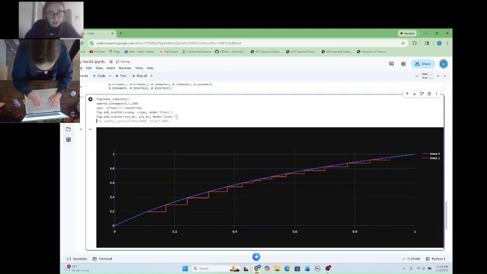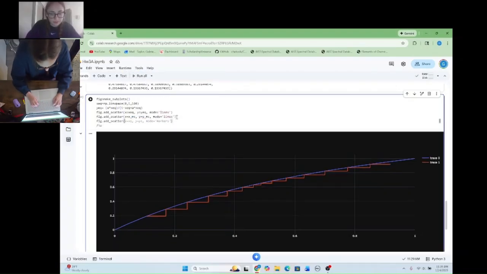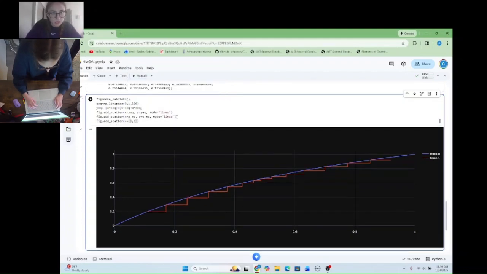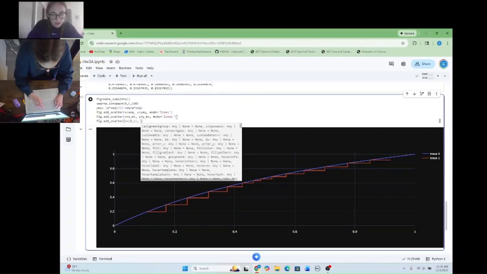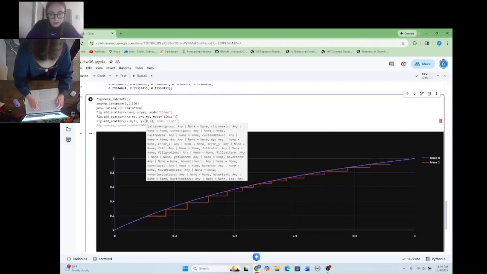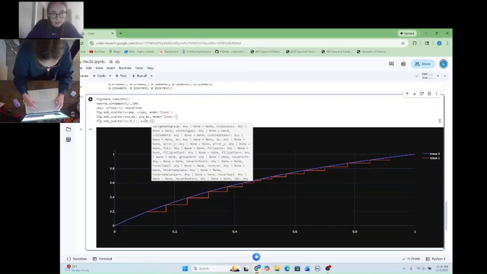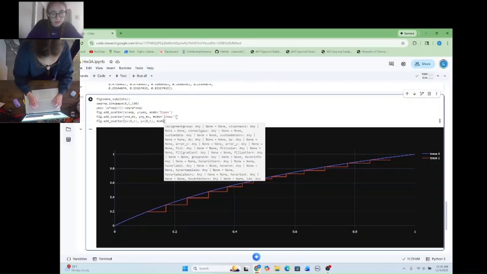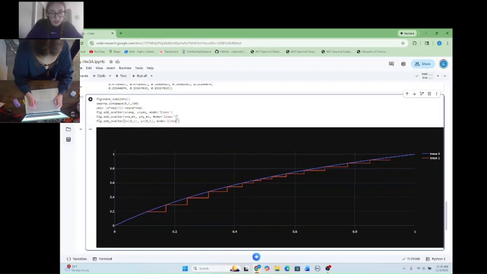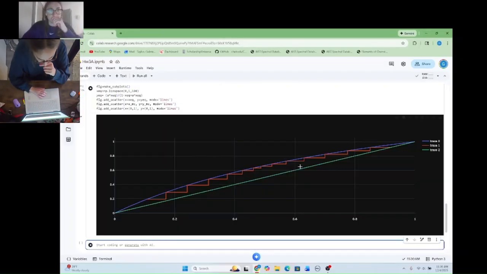So if we do fig dot add underscore scatter, and we do x is equal to 0 to 1, and y is equal to 0 to 1, and then we do mode is equal to lines. Okay, great. So this is good because our steps are inside this line here that is our straight line from 0 to 0 to 1 to 1. So that is the end of homework.